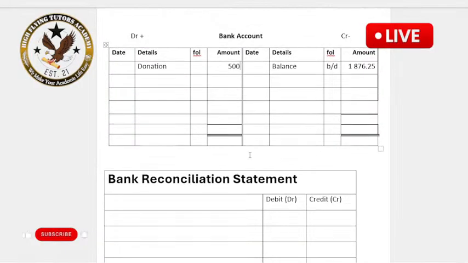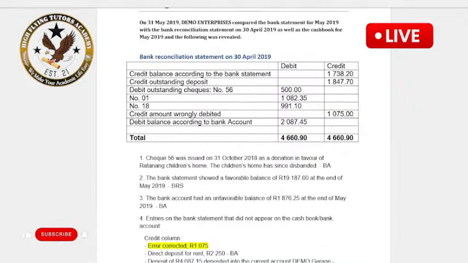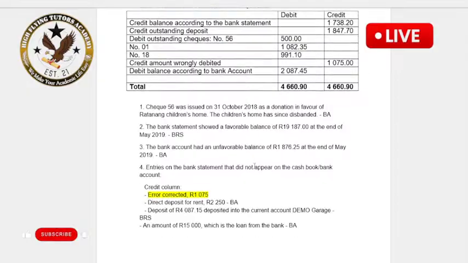And then transaction number 2 is BRS, right? So let's go to accounts that affect our BA, right?